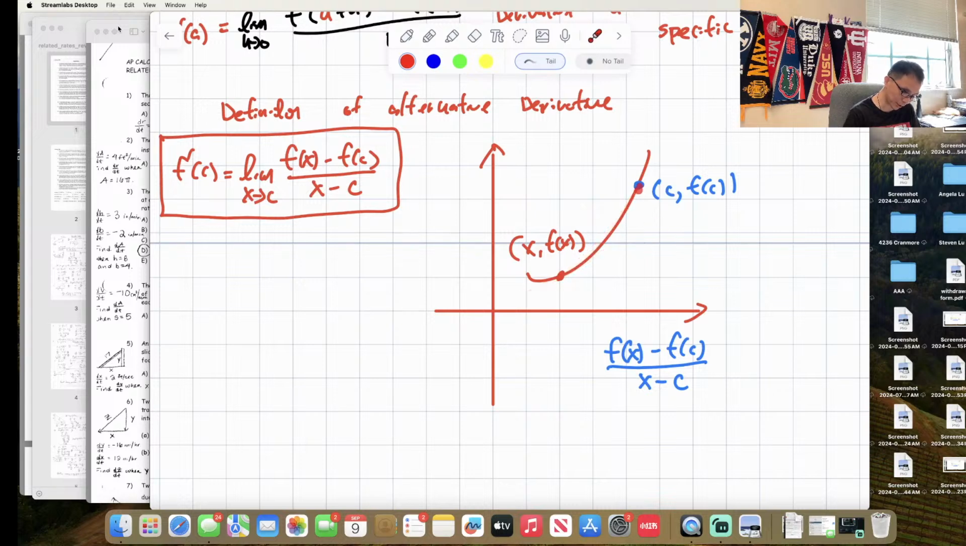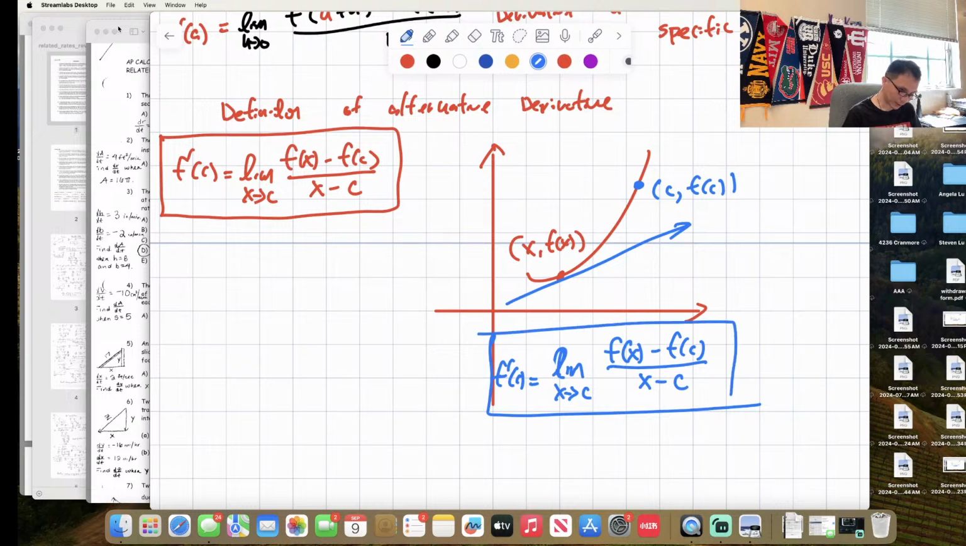C is changing, approaching 0. So it'll be the limit as x approaches c rather than h approaches 0, because there's no h here. We just want to say that x is approaching c. Eventually you're going to find the slope right here if x becomes c. So that's equal to, sorry, that's equal to f prime of c. Okay, this is equal to f prime of c.